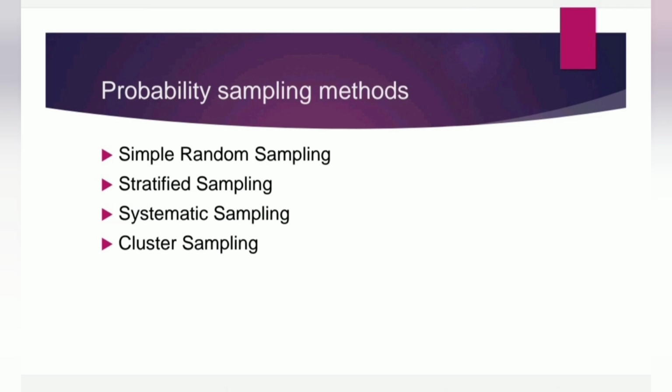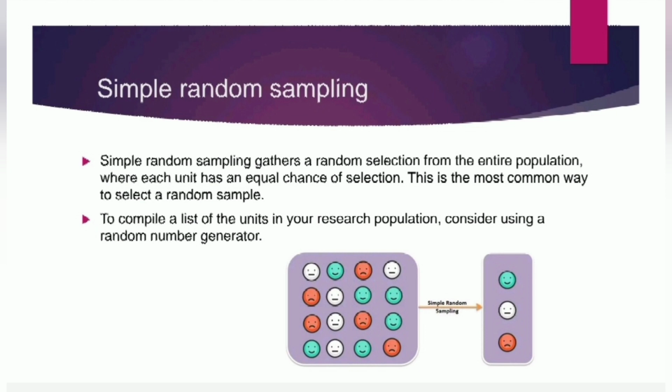There are several probability sampling methods. The first one, simple random sampling. Second one, stratified sampling. Third one, systematic sampling, and the fourth one, cluster sampling. First one, simple random sampling.